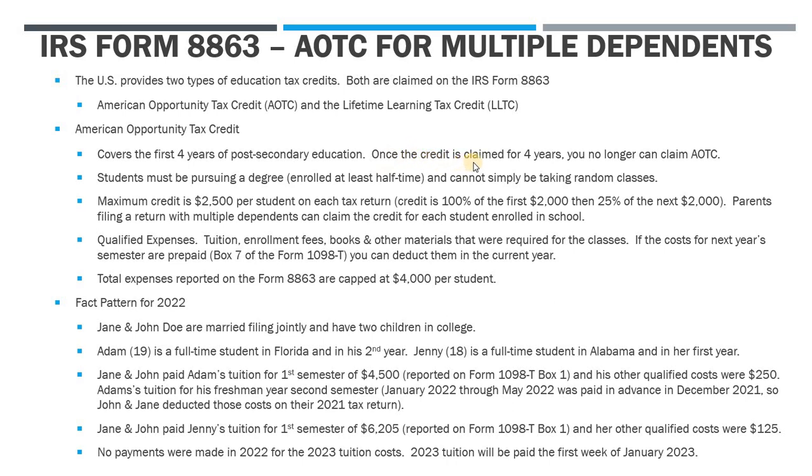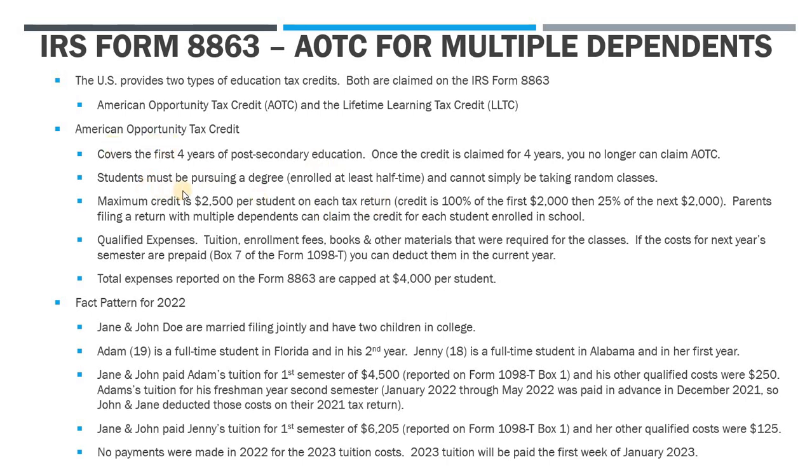Now, once you've claimed the credit for 4 years, you're no longer eligible to ever take it again as a student. So if, for example, you get your bachelor's degree, so you claim the credit for 4 years, you graduate, and then you want to go back to school to study another degree, you can't use the AOC anymore because you've already claimed it in a previous 4 years. Now, you might be able to get the Lifetime Learning Credit, but the AOC is done.